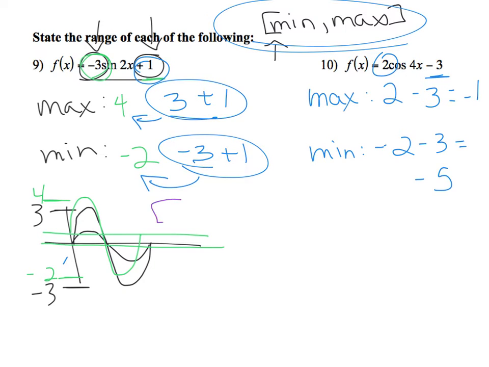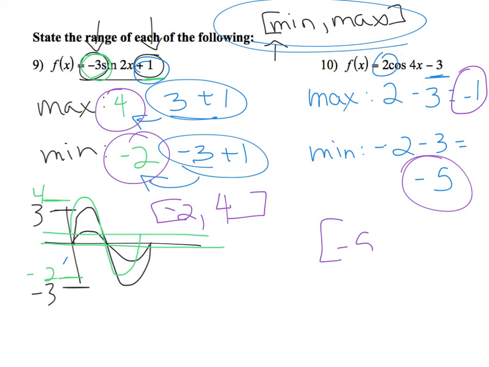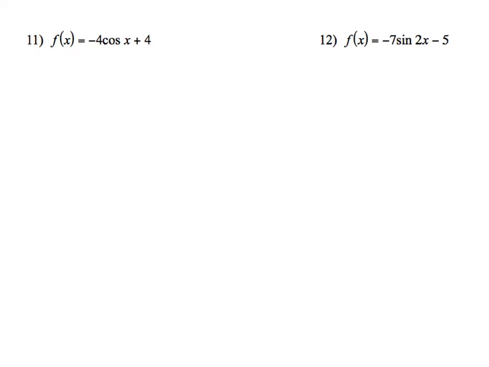Remember, square brackets. We got max and min. Min goes first because we got to go low to high. Max goes second. So this one, you got our max and our min. Min goes first, then max. Okay, make sure you try the rest of them and then check your answers.